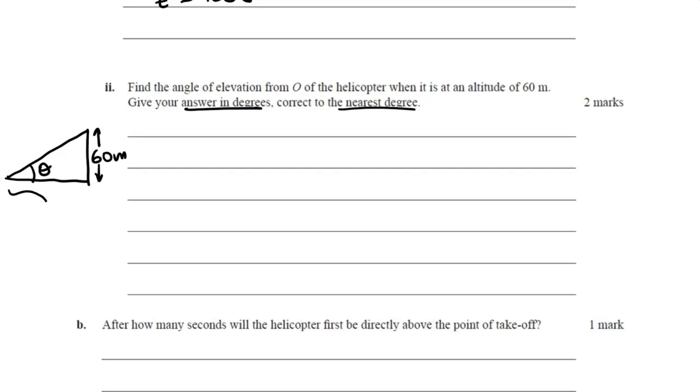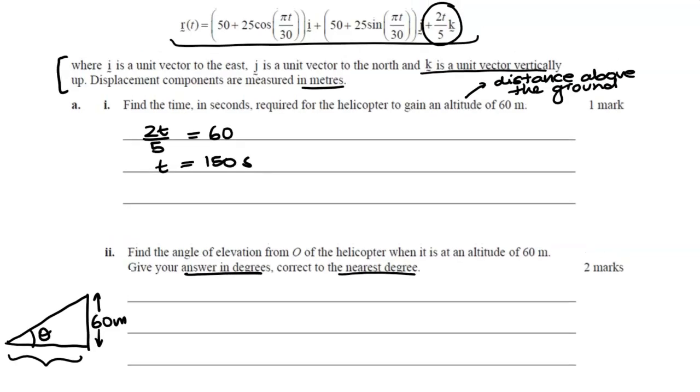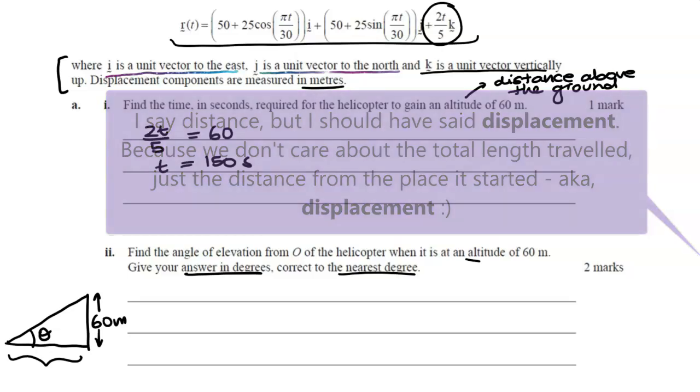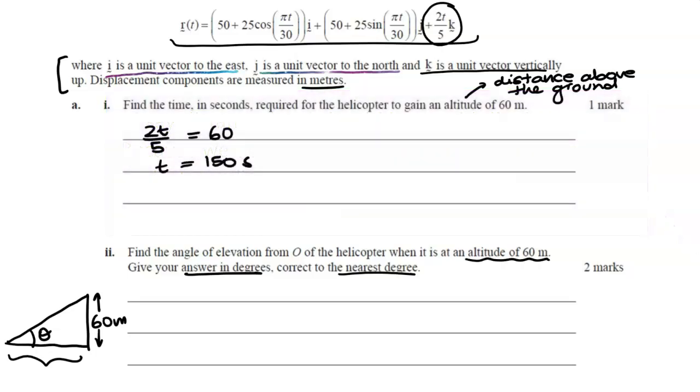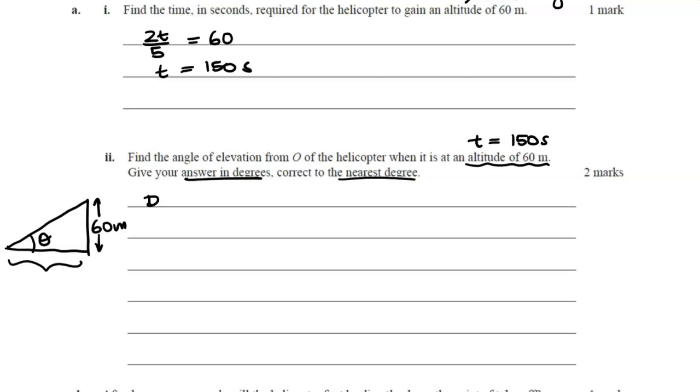But we could find this distance along the ground, because remember, it says i is a unit vector to the east and j is a unit vector to the north. So if you look at the i and the j components, we could find the distance travelled along the ground. Now, they've again said altitude of 60 meters. So that means the time when the altitude was 60 meters was 150 seconds. We only had one possibility of what that could be. So to find that distance along the ground, let's know what we're doing. Distance along ground.